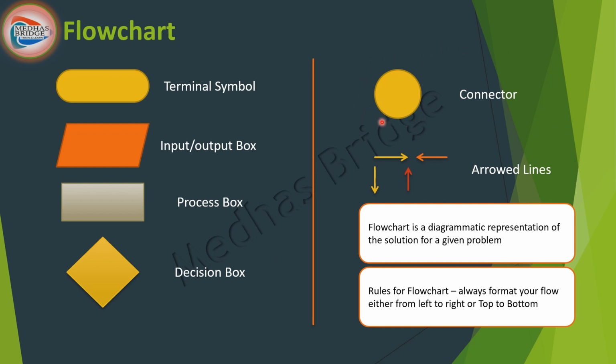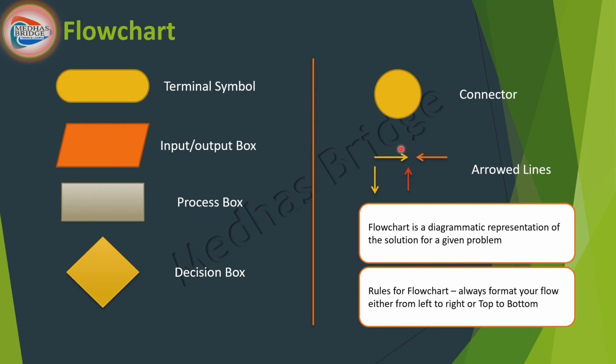The circle symbol is what we see as a connector. Right? So within the same page, intra page, we will use this symbol for connection of the flow. This symbol is used to transfer the flow of control from one point to another within the same page. Connector is usually labeled to match with its counterpart.